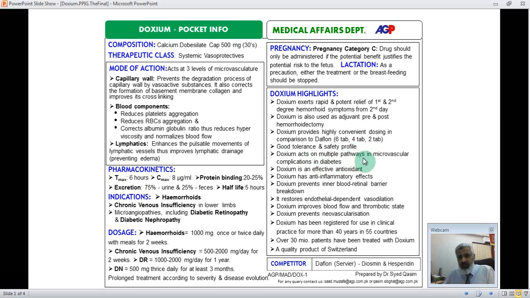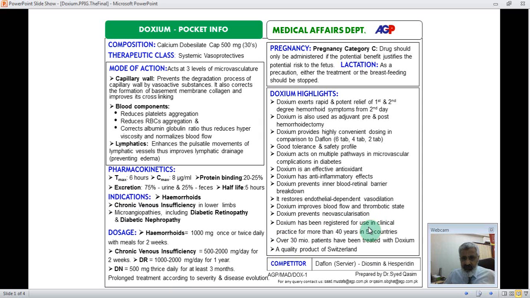Doxium acts on multiple pathways in microvascular complications in diabetes. Doxium is an effective antioxidant. It has anti-inflammatory effects as well. Doxium prevents inner blood retinal barrier breakdown. It restores endothelial-dependent vasodilation. Doxium improves blood flow and thrombotic state. It also prevents new vascularization.